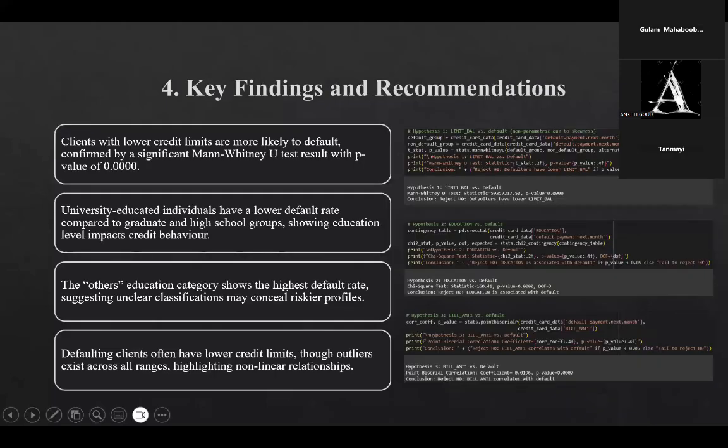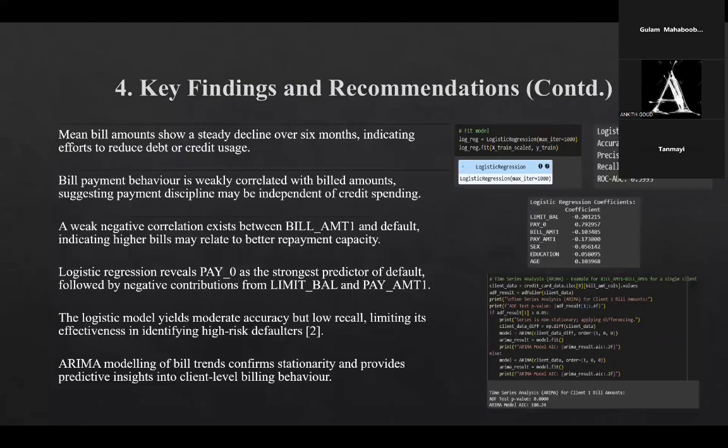Here I'm going to explain some key findings and recommendations. Clients with lower credit limits are more likely to default, confirmed by significant U-test results with p-values of 0.00. University education individuals have a low default rate compared to graduate and high school groups, showing education level impacts credit behavior. The other education category shows the highest default rate, suggesting unclear classifications may conceal risk profiles. Defaulting clients often have low credit limits but exist across all ranges, highlighting non-linear relationships.